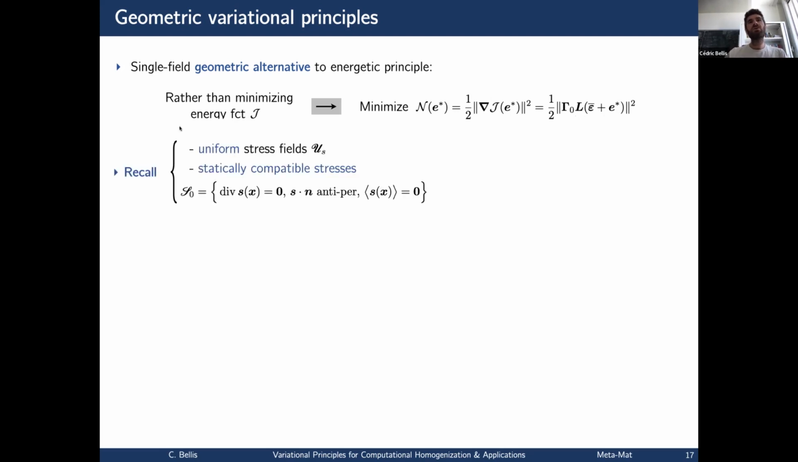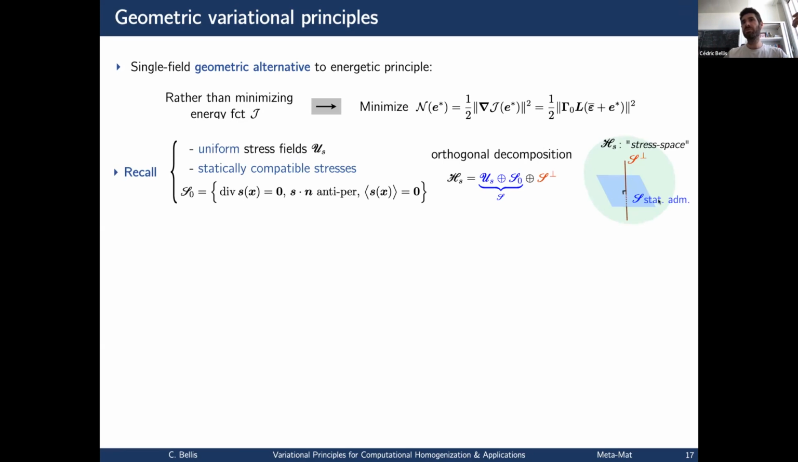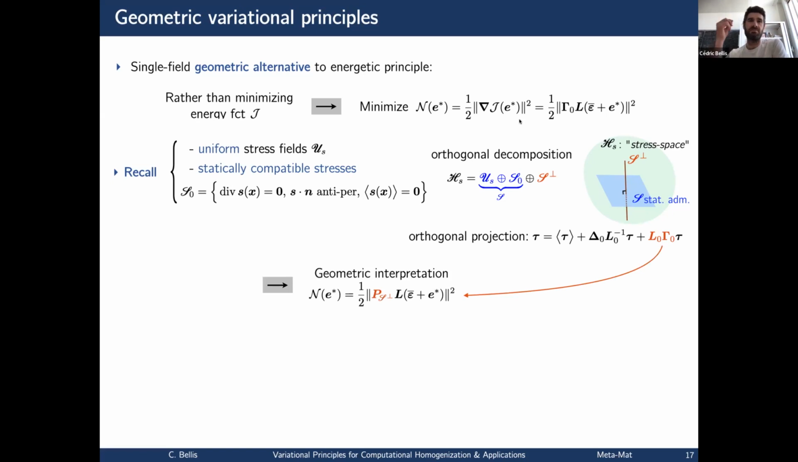So let's recall that we can decompose the space of stresses between uniform fields and statically compatible stresses that satisfy the equilibrium equation. We have the orthogonal decomposition between the statically admissible subspace and the orthogonal part, and then an orthogonal projection written in terms of the Green's tensor. In this context, we can recognize that the cost functional N introduced above is exactly the norm of the projection of the quantity here into the orthogonal subspace S.